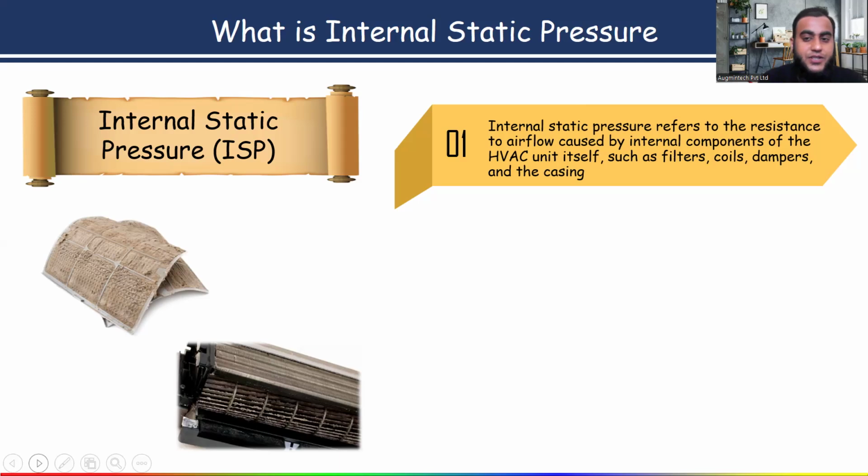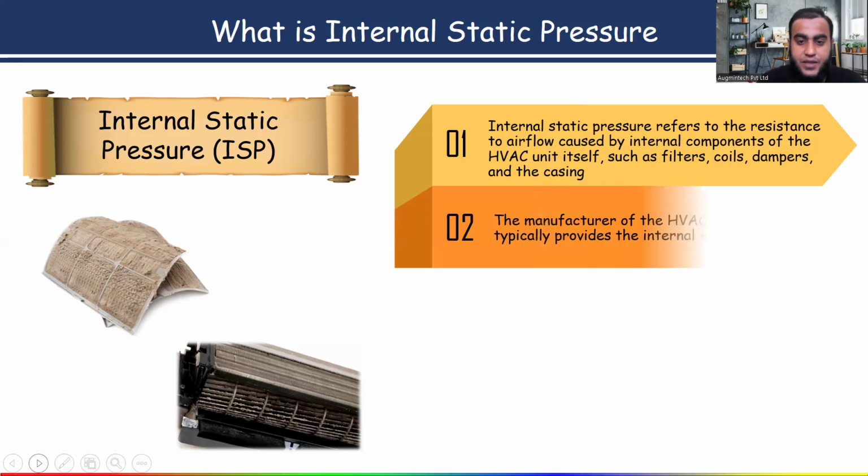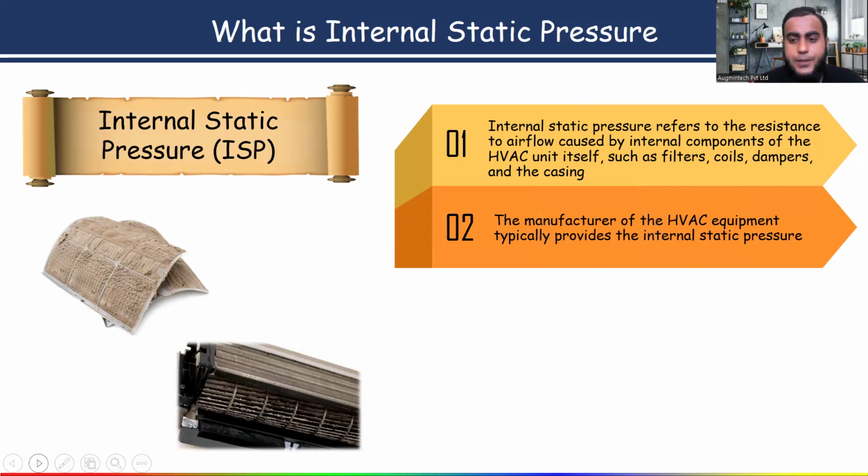So internal static pressure is caused by the internal components of the HVAC system. Some examples are also given here, like filters, coil, dampers, and casing. Clear? The manufacturer of the HVAC equipment typically provides the internal static pressure detail, so don't worry about that.